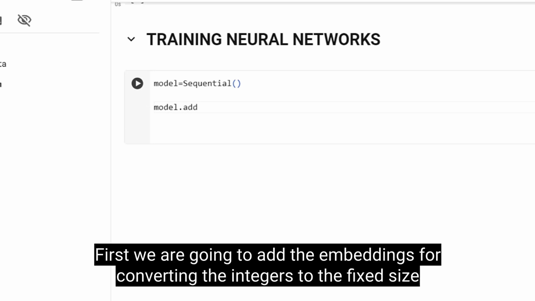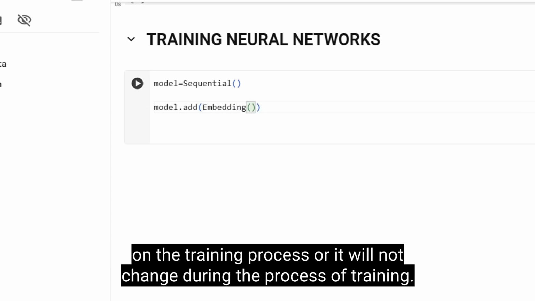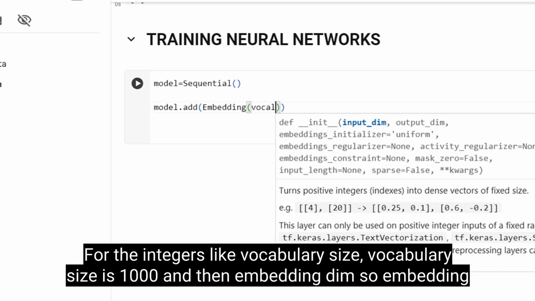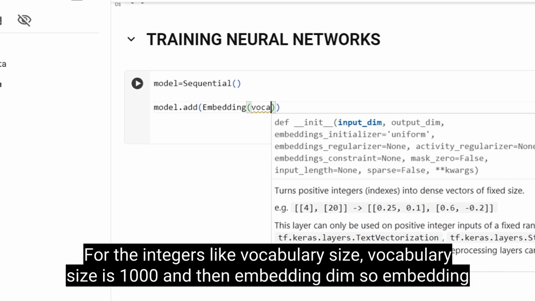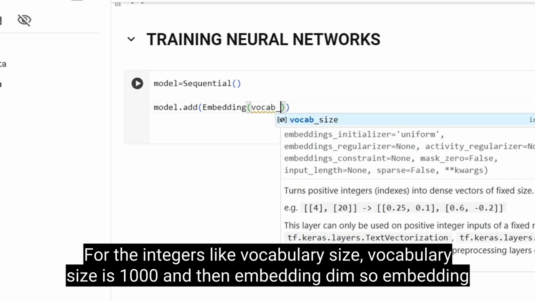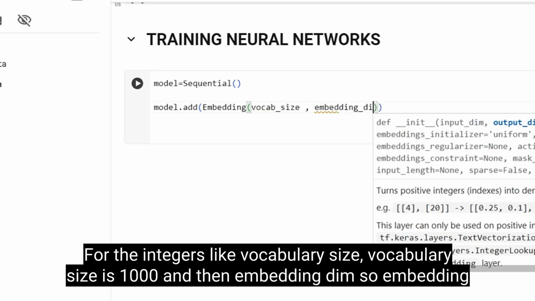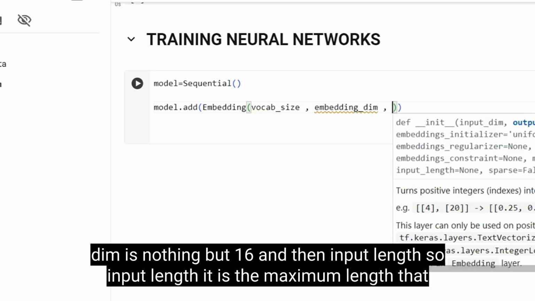First, we are going to add the embedding for converting the integers to fixed-size vectors in the training process. It will not change during the process of training. For the integers, the vocabulary size is 1000, and then the embedding dim. The embedding dim is nothing but 16.